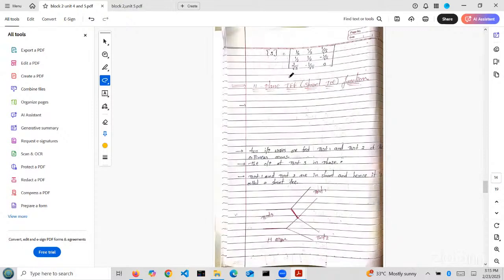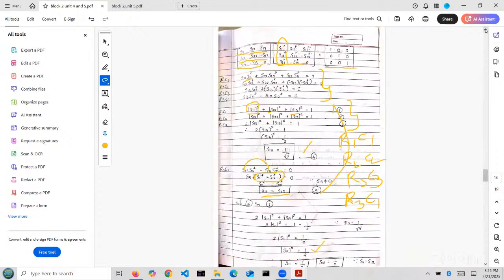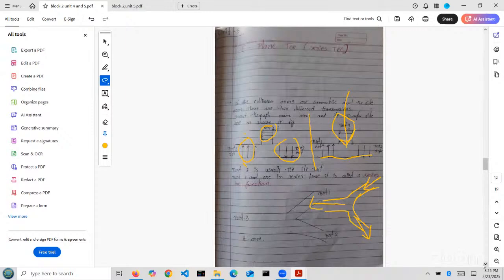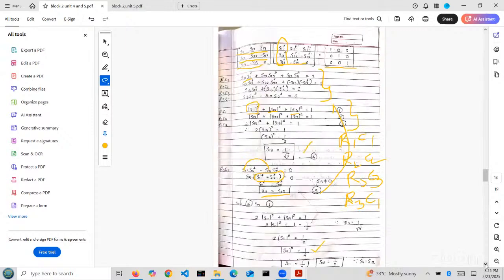In the above, we got S33 equal to 0. The final matrix is here. In the initial conditions we took, we wrote that S33 equal to 0. By substituting all these, we got the final matrix.